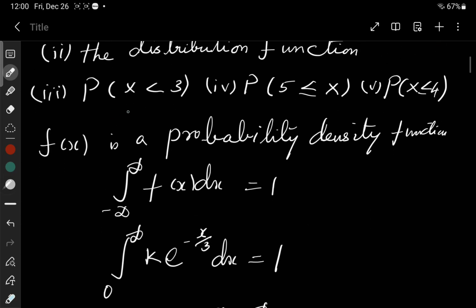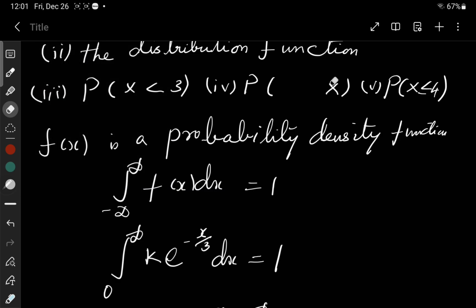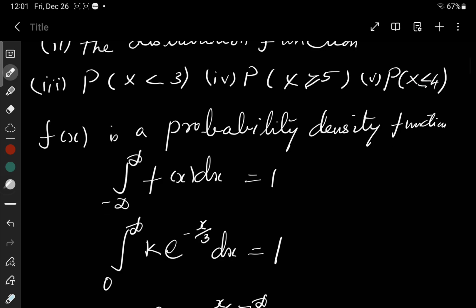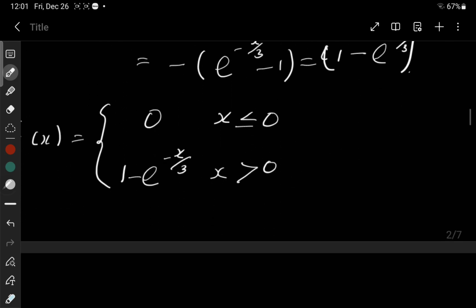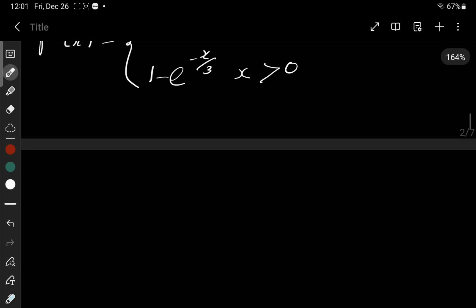Third question, 3 cases. P of x greater than or equal to 5, and then P of x less than or equal to 4. Okay, so let me answer for these questions. Third part, third subdivision.